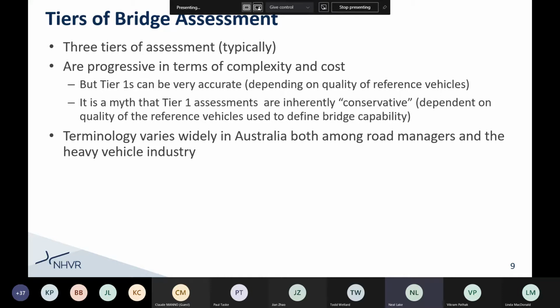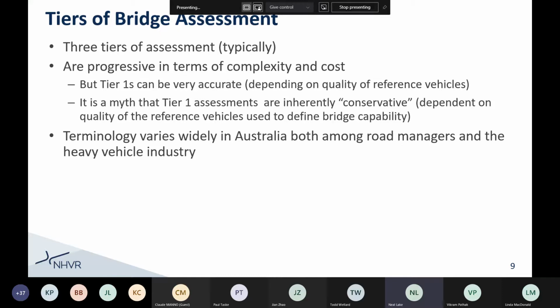Really, the accuracy of Tier 1 assessment depends on the quality of the reference vehicles that you have. We'll get into that a little bit today, but a lot more in the webinar on Thursday, on what reference vehicles are, how they work and what's the appropriate selection of them. The selection of those reference vehicles is really important for the validity of Tier 1 assessment. But if you do have good, accurate and valid reference vehicles, then Tier 1 assessment can be very, very accurate. So I just wanted to really dispel that myth that Tier 1 assessments are inherently conservative.